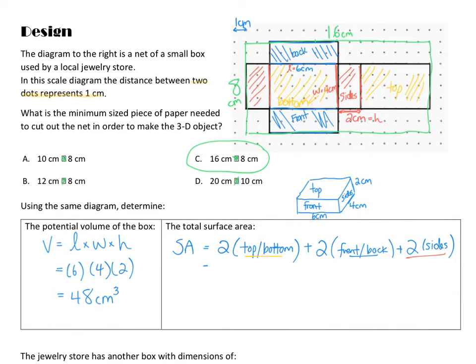Okay, so let's put some numbers in. So our top and our bottom, right, the dimensions of those are 6 by 4. It doesn't matter which order you multiply that in.